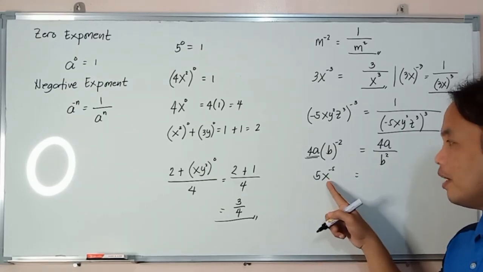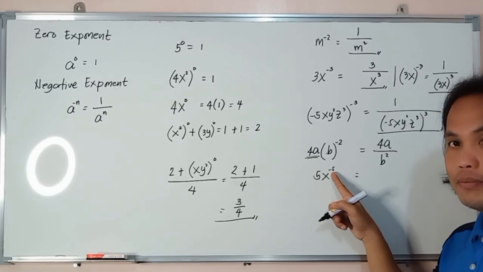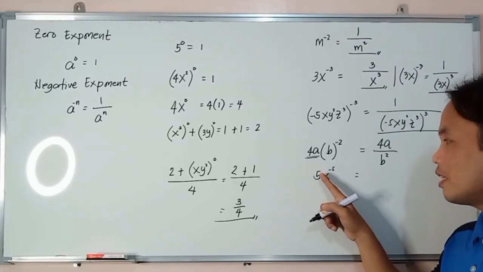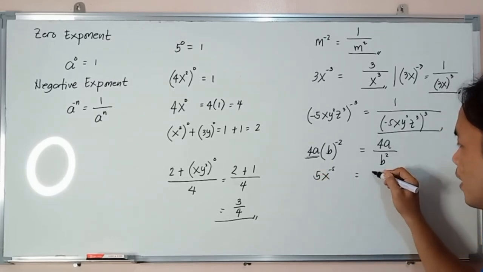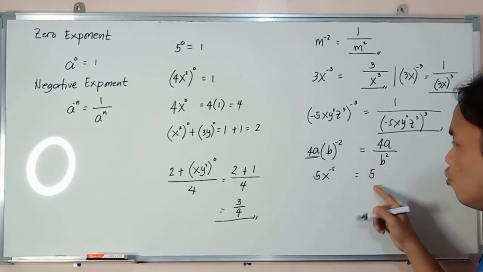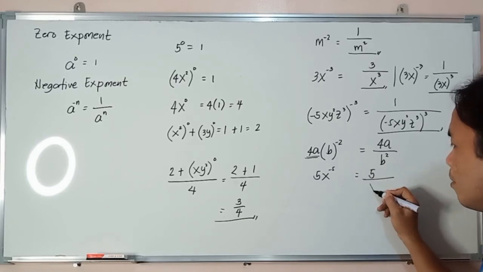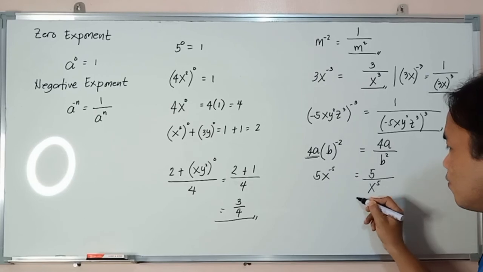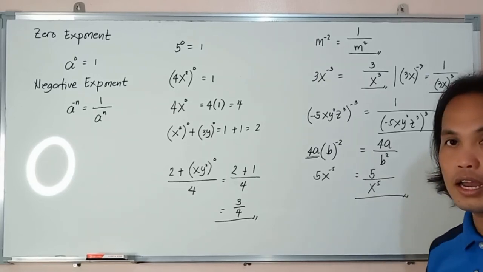Another, 5x raised to negative 5. So again, 5 is raised to positive 1. So our final answer would be 5 in the numerator over the denominator x raised to positive 5. So this is now our answer.